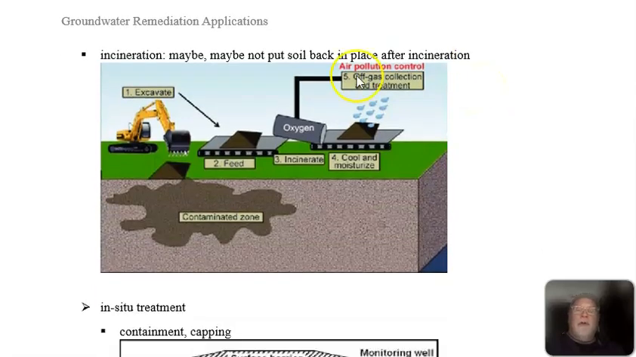Incineration, you can take it out of the ground and burn it and burn off petroleum hydrocarbons or fuels, right? So they'll burn off, and then you can dispose of it, which if it's burned off, it's not contaminated anymore, or maybe you'll replace it on site. Now you're burning that off, you have to think about the air pollution off it, and off-gas collection and treatment.